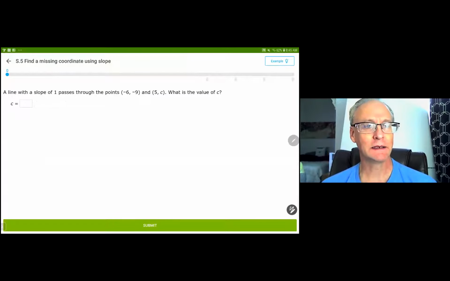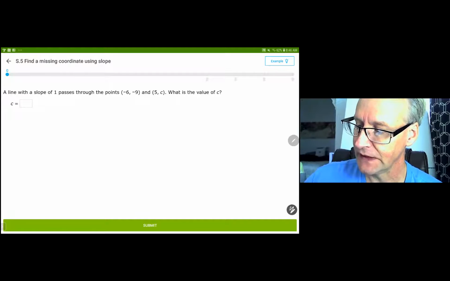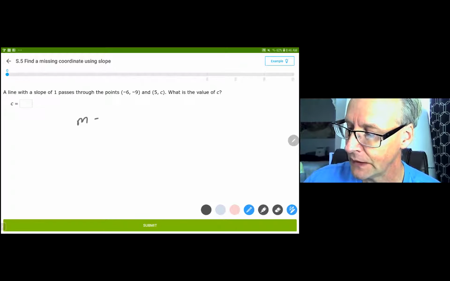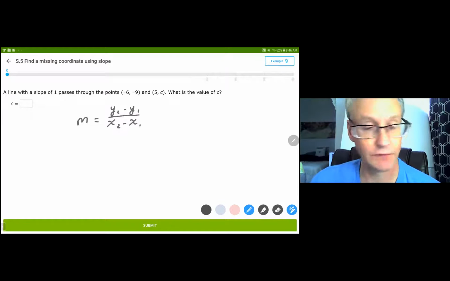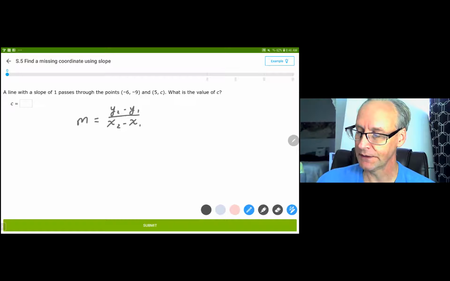So the line passes through the 2 points, and we want to find the value of C if it has a slope of 1. So basically what we're doing is we're using the slope formula, which says the slope of a line is equal to y2 minus y1 over x2 minus x1. There are 2 different x's and 2 different y's. And it's very important that you get the difference in the y's in the numerator and the difference of the x's in the denominator. Now this first one, I'm going to do it fairly slowly.